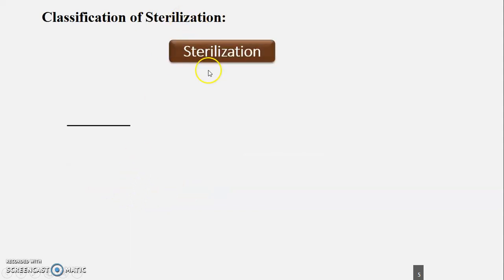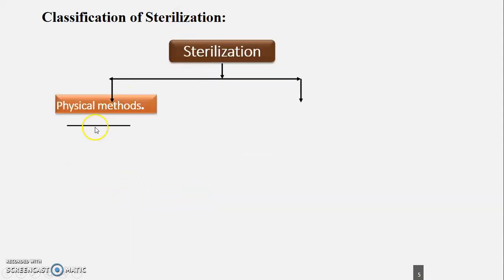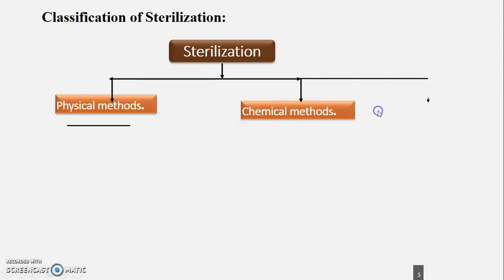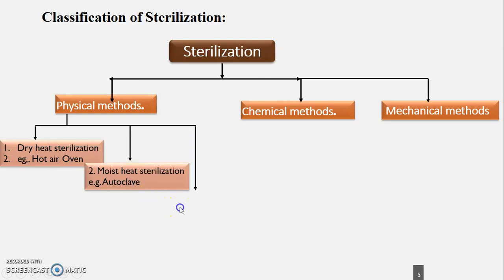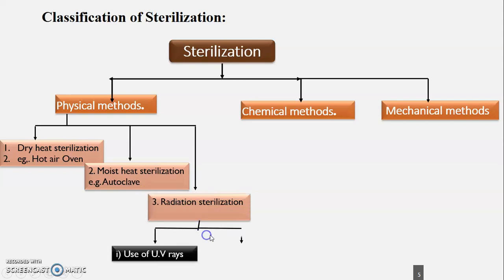We see the classification of sterilization. Classification is divided into three parts: first is the physical method, then the chemical method and the mechanical method. Physical method is divided into three parts. Dry heat sterilization, an example of which is the hot air oven. Then moist heat sterilization, an example of which is the autoclave. Then radiation sterilization is divided into two parts, that is the use of UV rays and ionizing radiation.